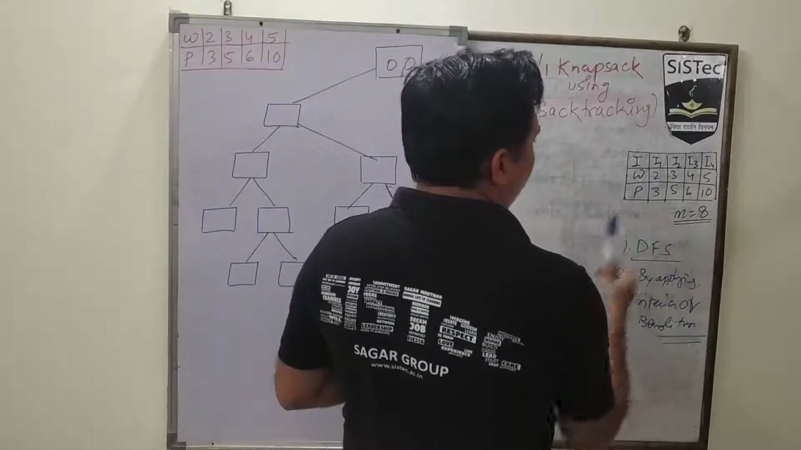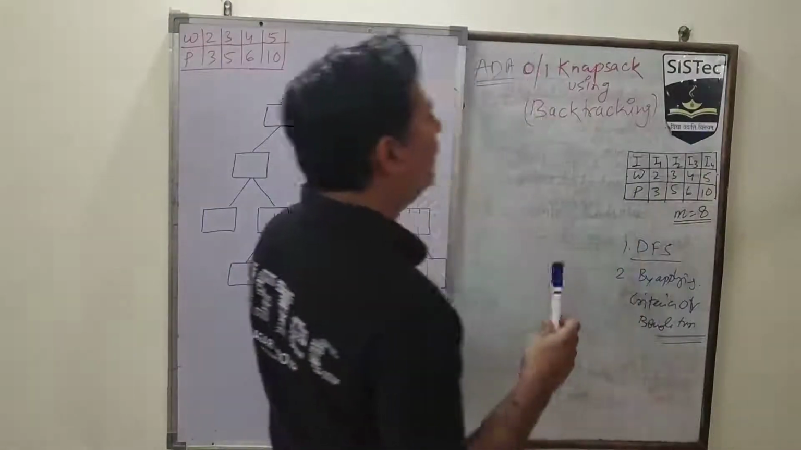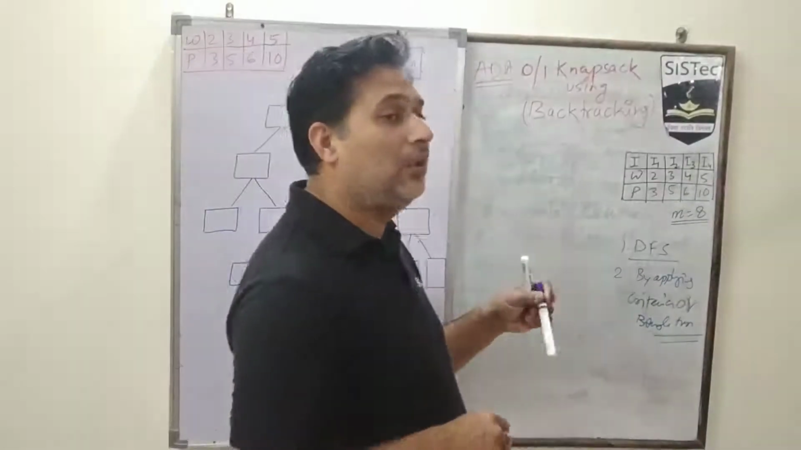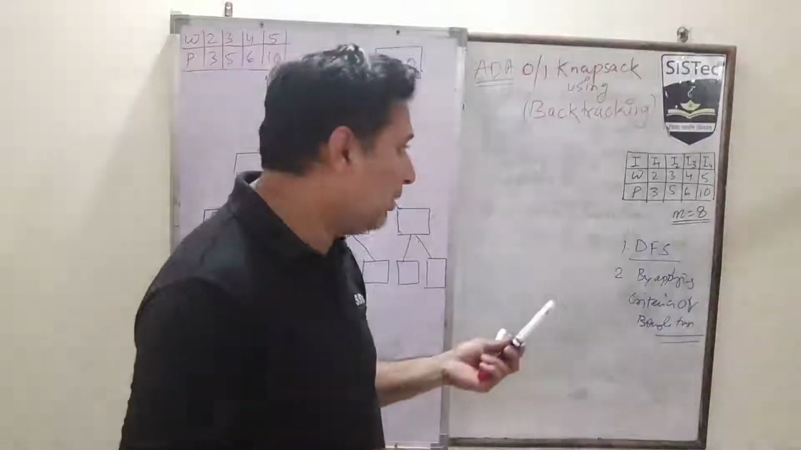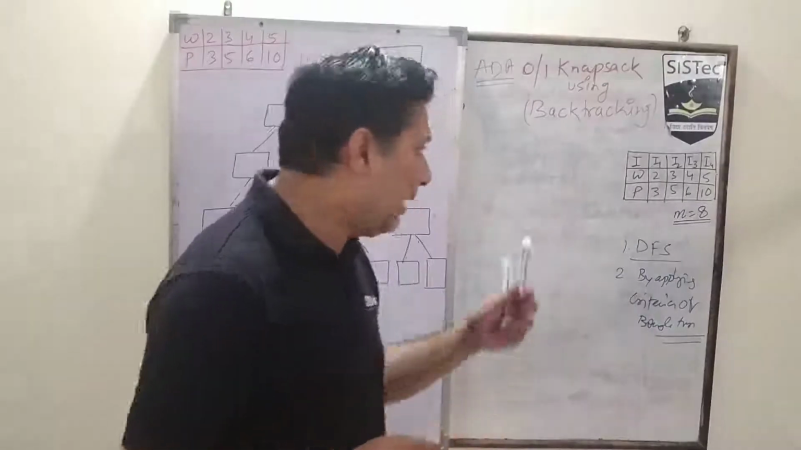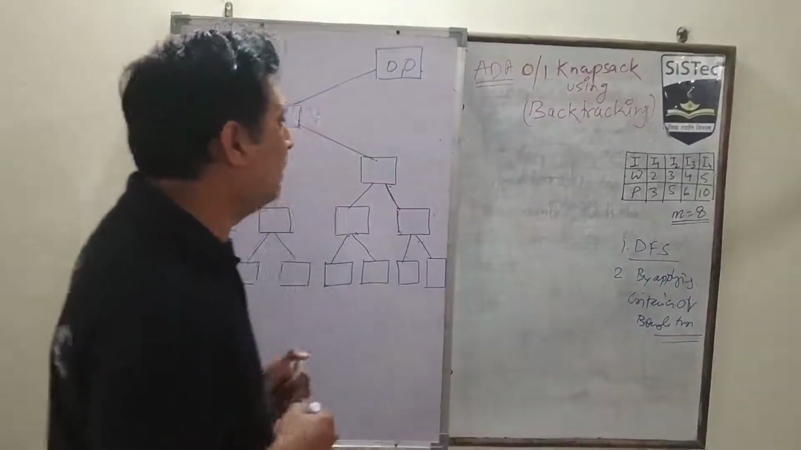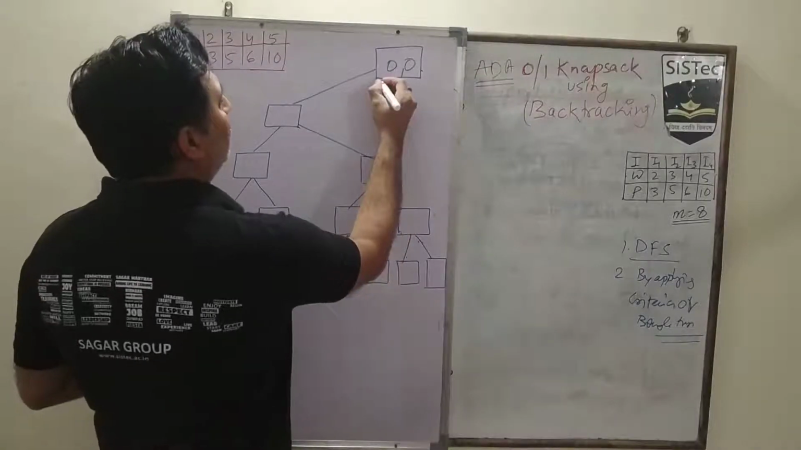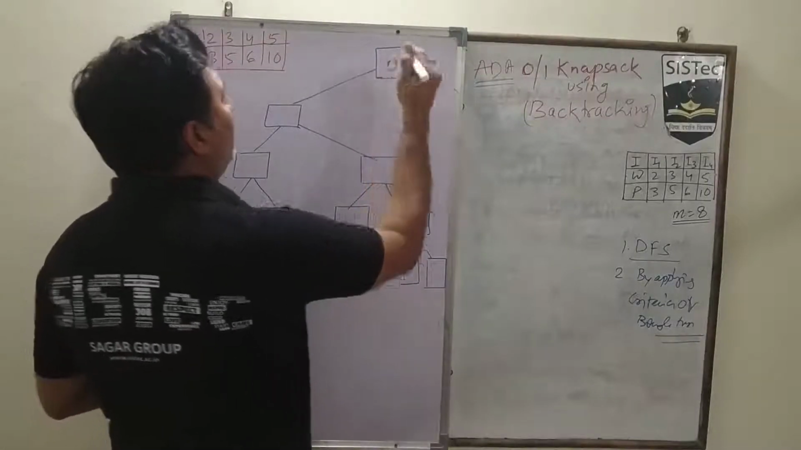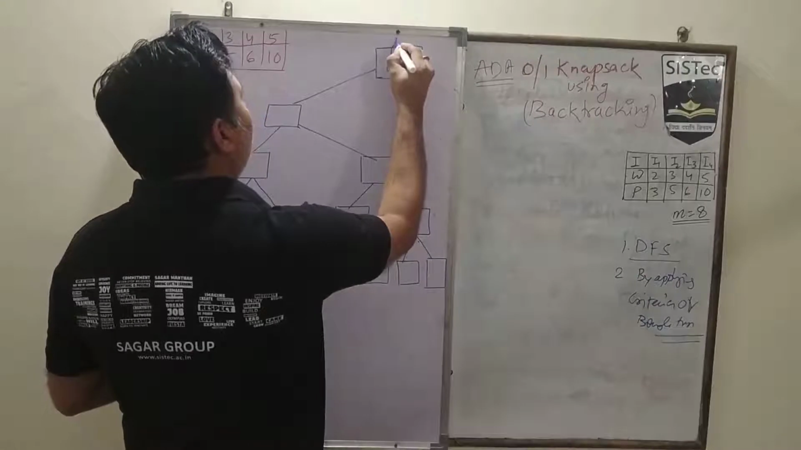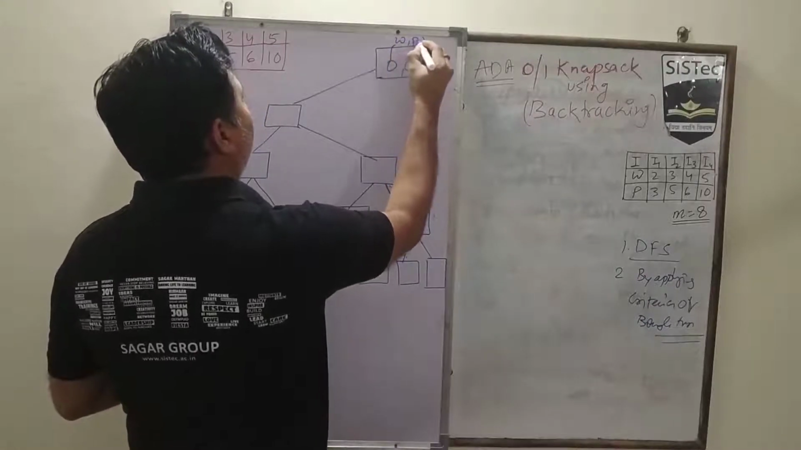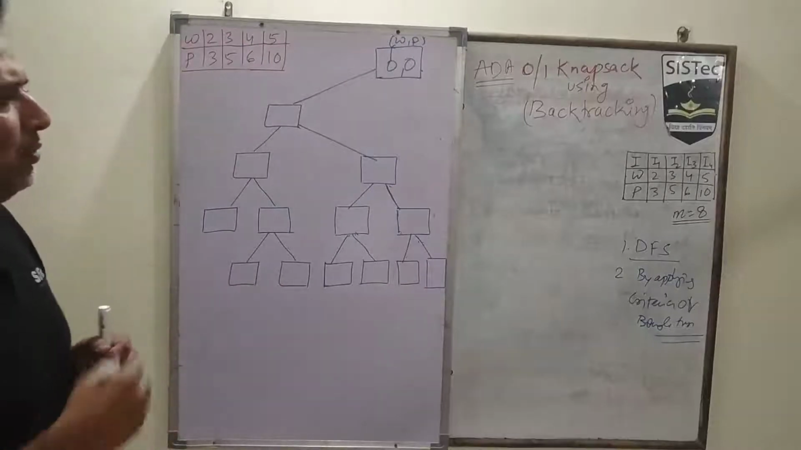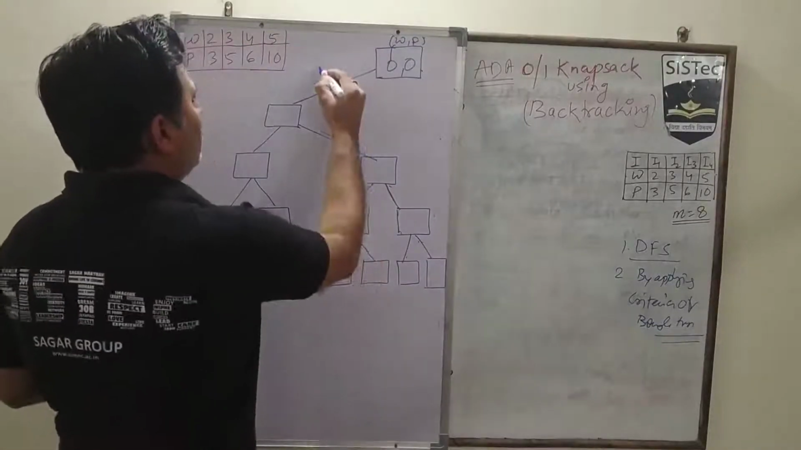We have been given these 4 weights with their corresponding profits. This problem can be solved using a greedy approach or a dynamic approach, but we'll apply backtracking and see how it solves the problem. Initially we have considered no weight, that's why we have no profit. You can consider it like a W comma P vector.